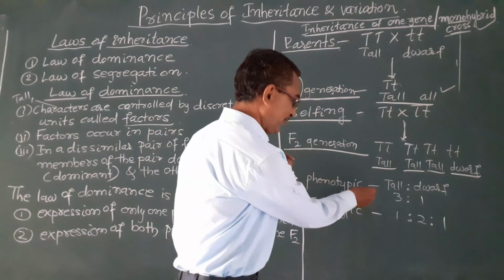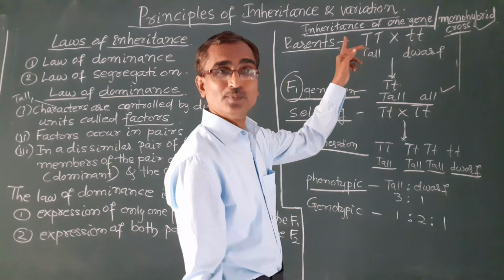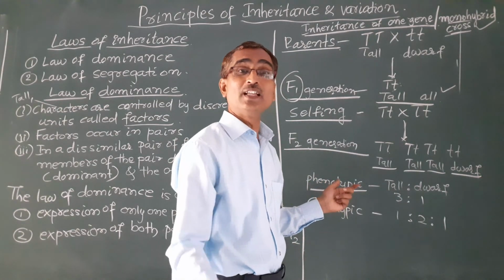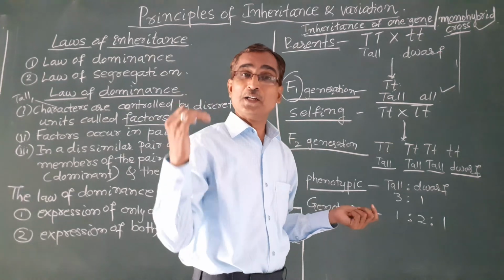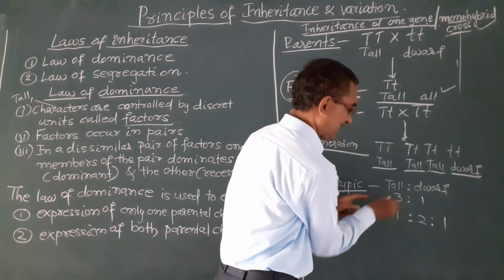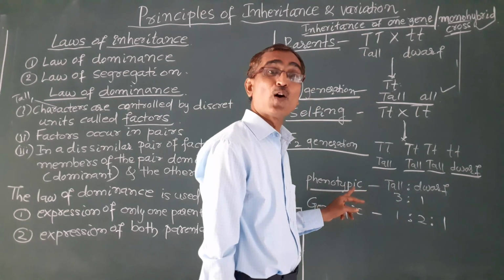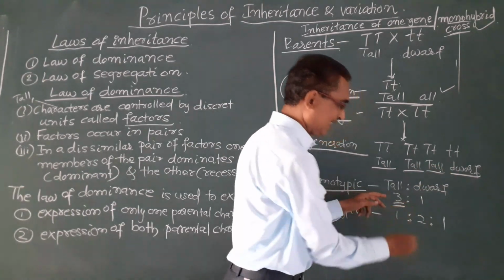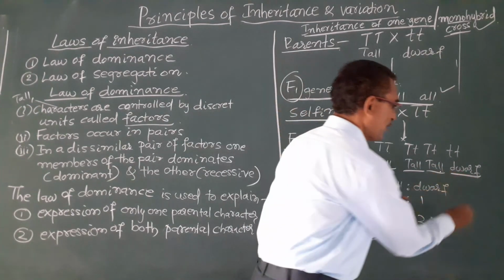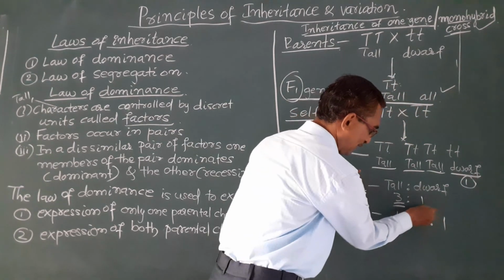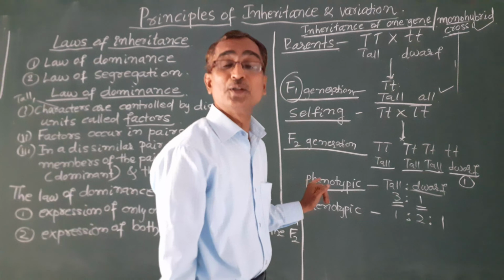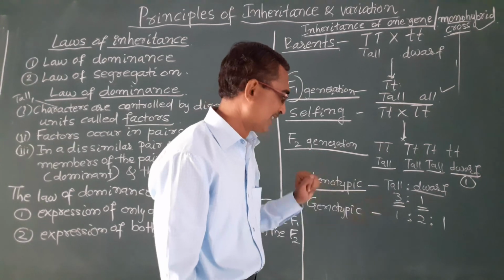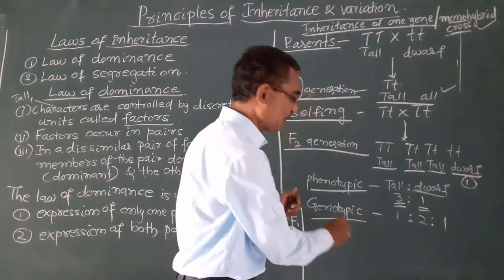You see here the phenotypic ratio of this F2 generation. Phenotypic I have already explained: it is how they look, whether tall or dwarf. So for the phenotypic ratio, tall to dwarf, how many talls are here? 1, 2 and 3. So 3 plants are tall, and how many dwarf? Only 1. So the phenotypic ratio in the F2 was 3:1.